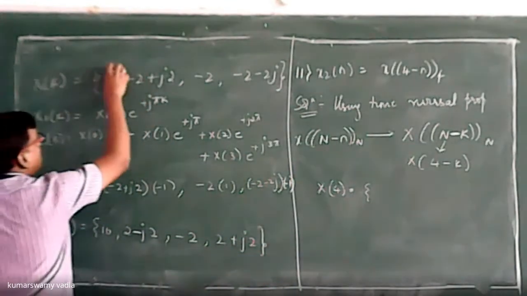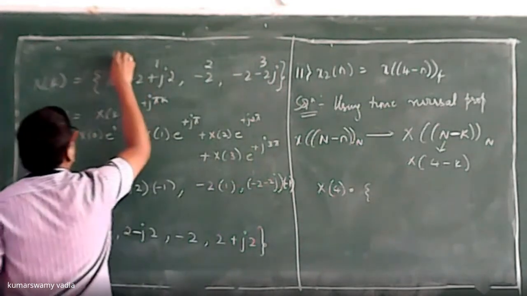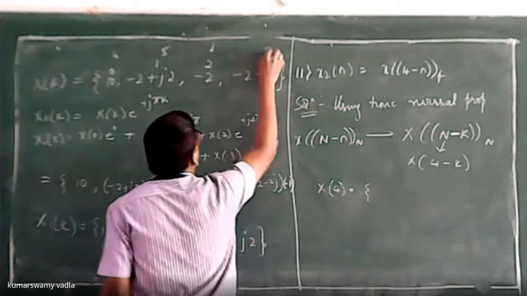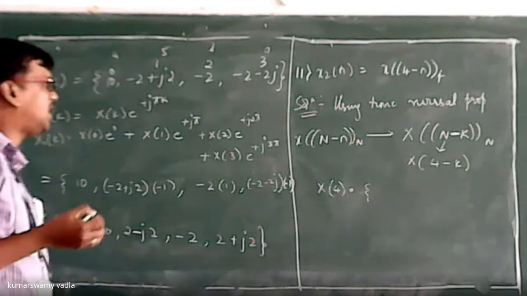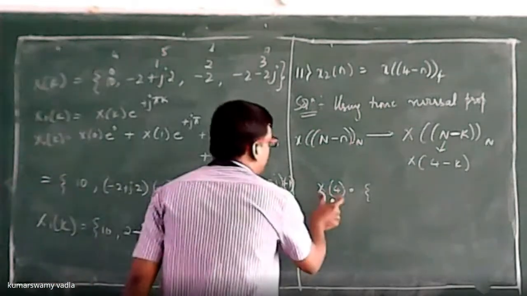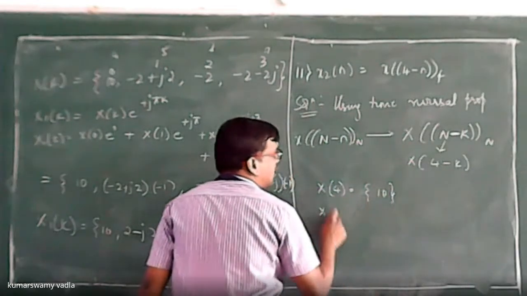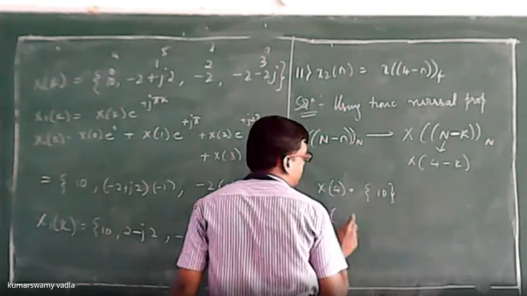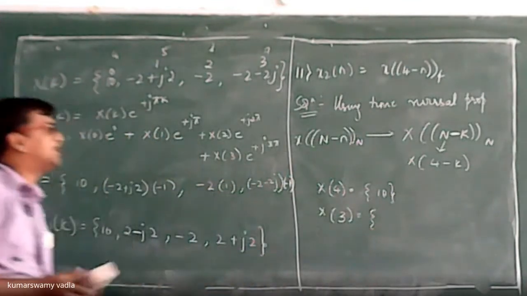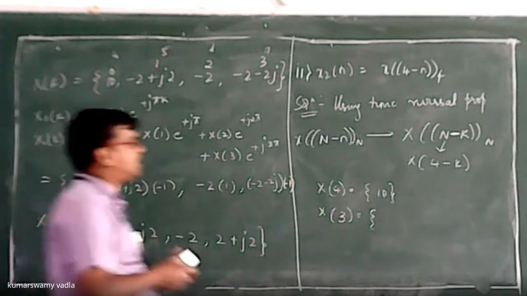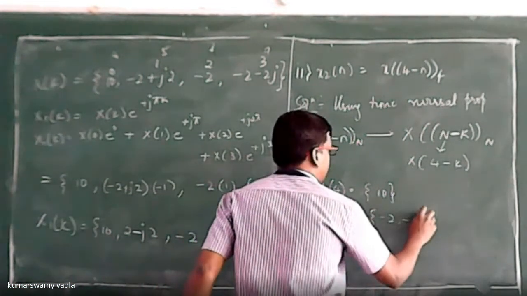From this, what can you write down? This is 0, 1, 2, 3, then 4, 5, 6, 7, 8, 9, and it is circularly convolved. So for X of 4, what do you get? 10. For k equal to 1, it is X of 3. What is X of 3? It is given as minus 2 minus 2j.